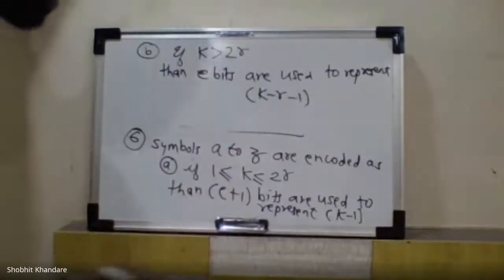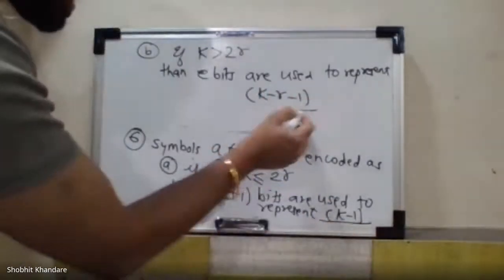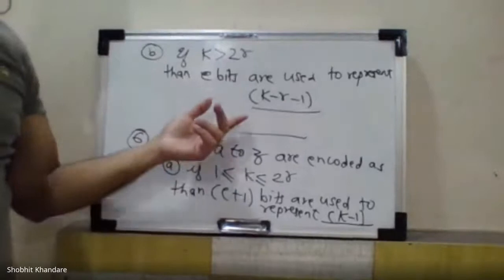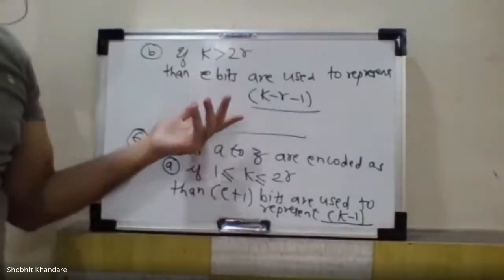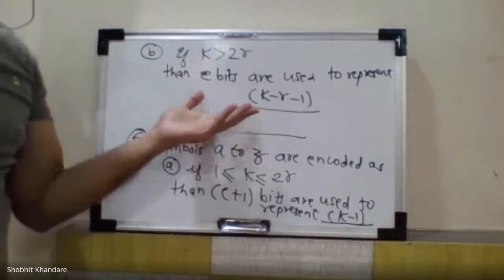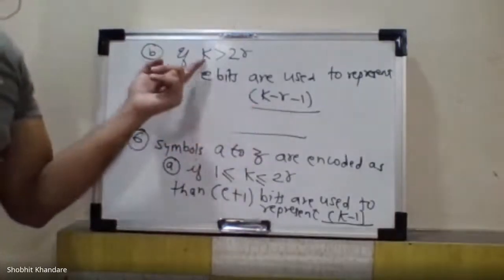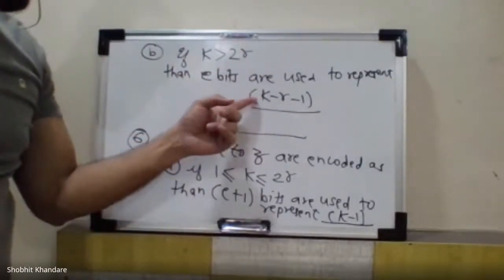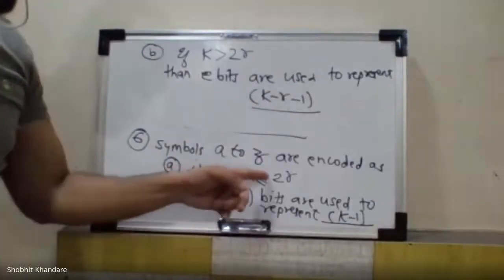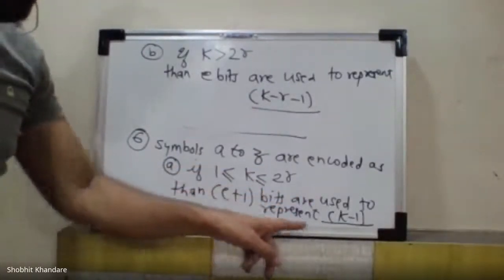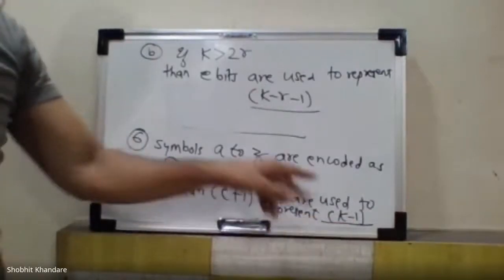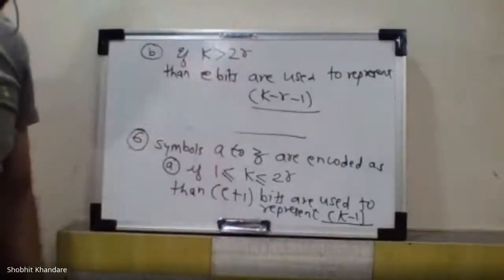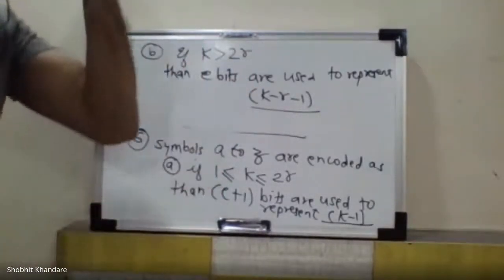I want everyone to underline k minus 1 and underline k minus r minus 1. These are the minor things. Sometimes you may overlook because of your negligence. You may get the wrong answer. So remember, if k value is greater than 2r, e bits are used to represent k minus r minus 1, and if it is in between 1 and 2r, then e plus 1 bits are used to represent k minus 1. So you have underlined k minus 1 and k minus r minus 1. This thing we'll see when I will be taking the encoding of that particular message. Okay, so this was for step number 6.